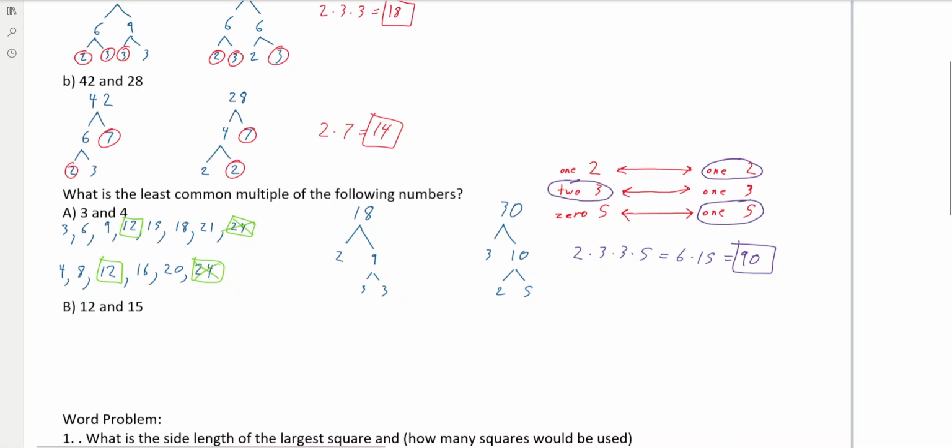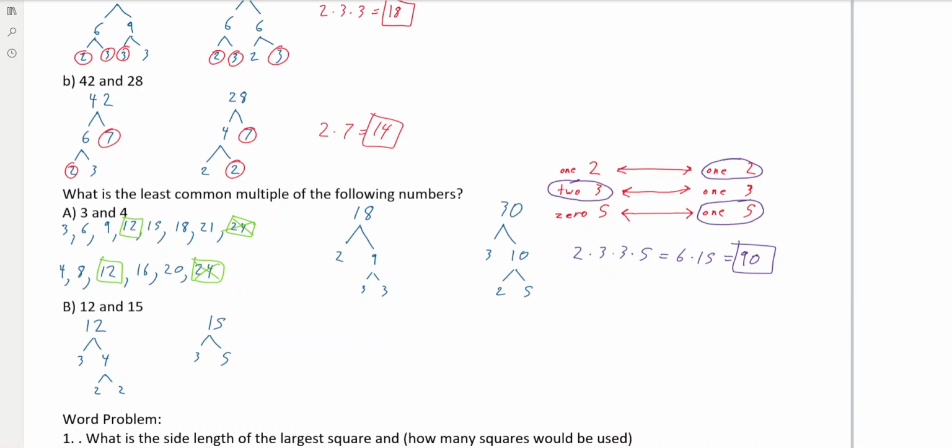Alright, so at this step, we're going to do the same sort of thing. So 12 and 15, we're going to write down our prime factor tree, which is 3 and 4, 2 and 2, 3 and 5, and actually we have to stop there. Then we're going to write down any numbers that are the same.